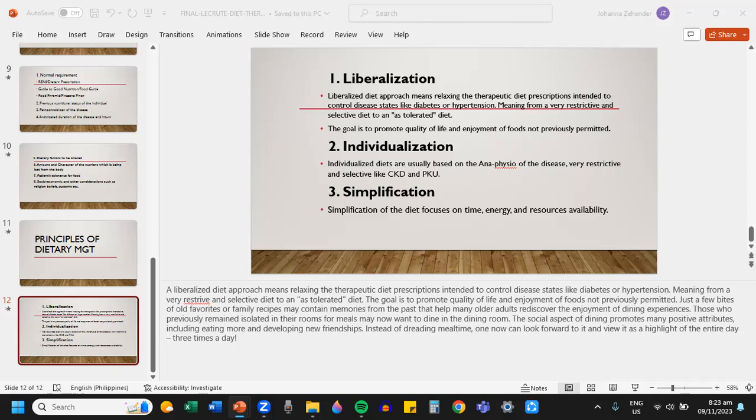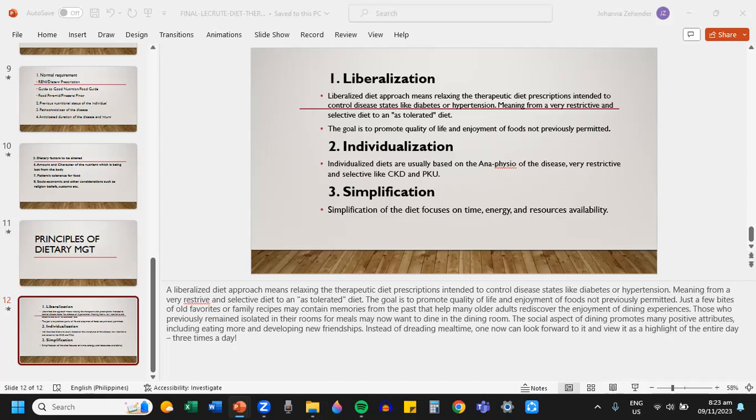Okay? Next, we have individualization. Individualized diets are usually based on the anatomy and physiology of the disease. So this is very restrictive and selective, like CKD or chronic kidney disease and phenylketonuria, or PKU.